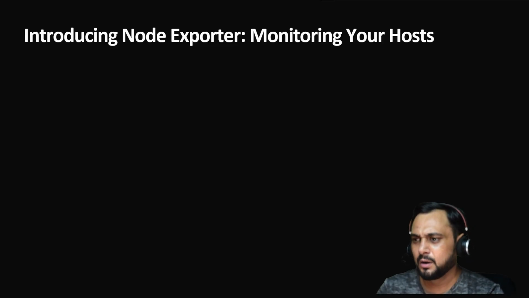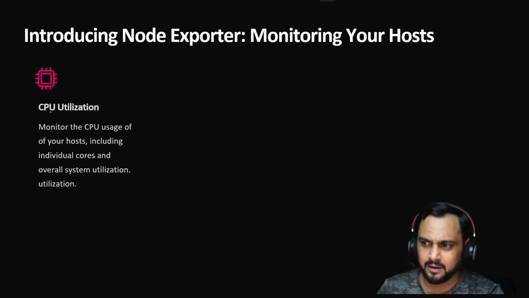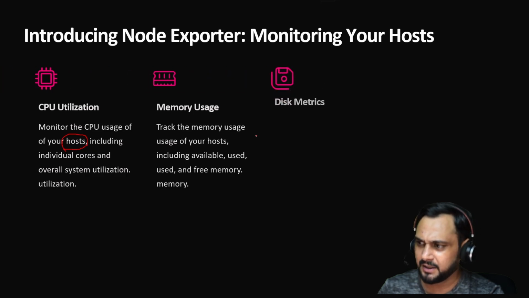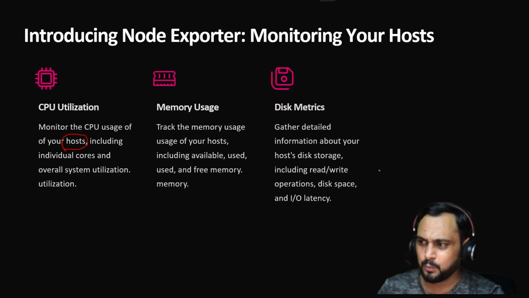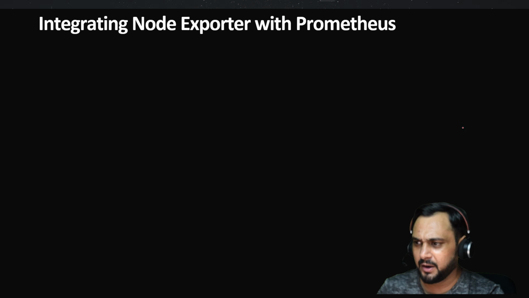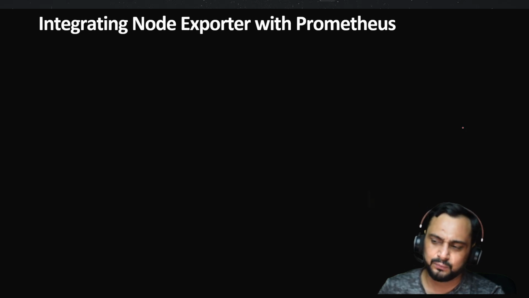Let's move forward. Introducing node exporter monitoring your host. As I said, we can capture the CPU utilization monitoring of the host machine. Please bear in mind this is the host, including individual cores and overall system utilization. Memory usage, it can also monitor the memory, and these are the disks. How we can read disk input output. This is what is written here. Network performance, we can also capture the network performance. And integrating node exporter with Prometheus. This is very important.